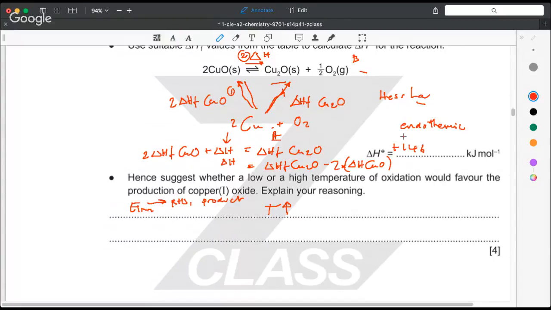So an endothermic process absorbs energy, and if you add heat energy by raising the temperature, then the system will move to try and minimize that change, and so it'll move to create more product, or the position of equilibrium will shift to the right-hand side to try and absorb the additional heat that's been added by raising the temperature. So the temperature would increase, and that will give us more product, which is the copper 1 oxide that you're trying to create there.